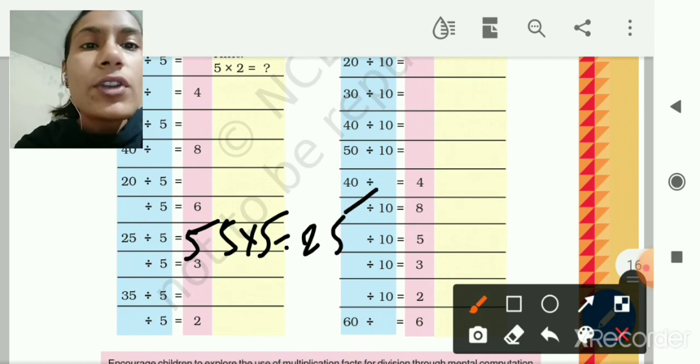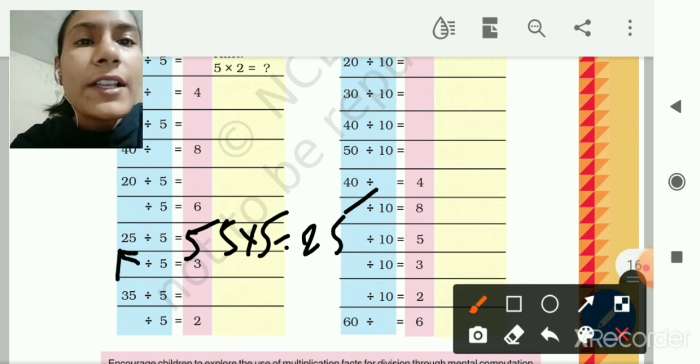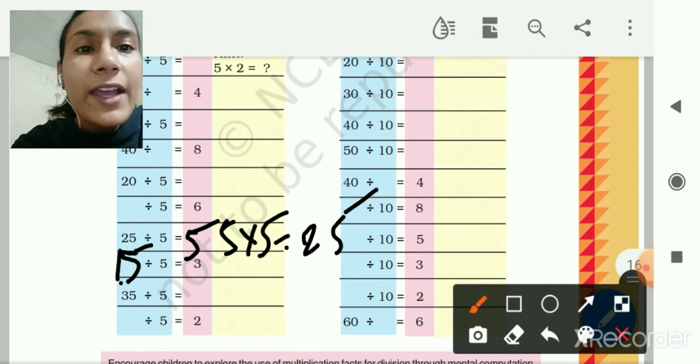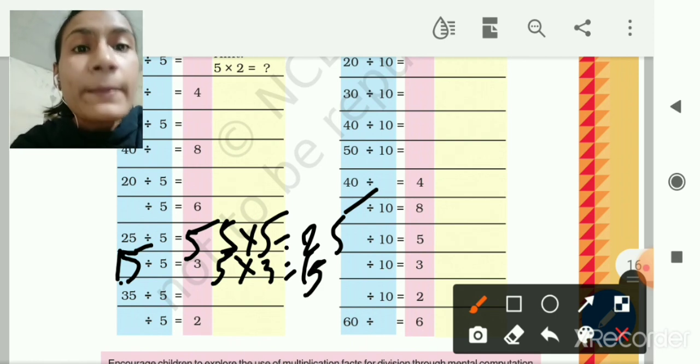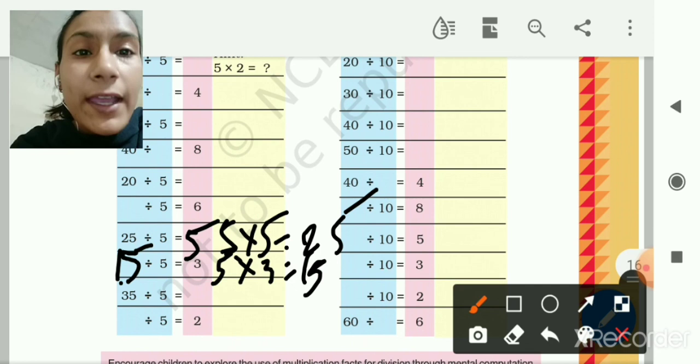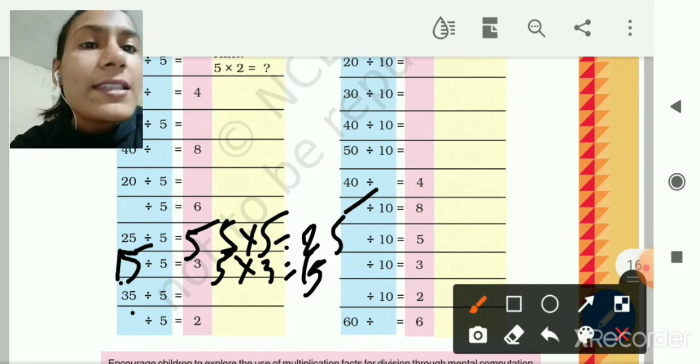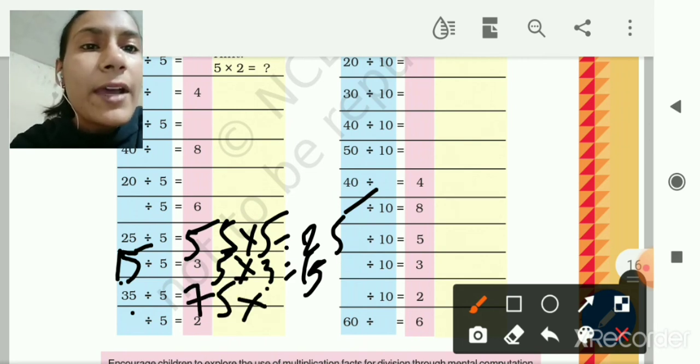Then here dash divided by 5 is equal to 3. So here 15 will come. 15 divided by 5 is equal to 3. 5 plus 5 plus 5 is equal to 15. So 5 3s are 15. You can write here 5 3s are 15. So this one you have to write in your textbook. Okay. Then 35 divided by 5. 7 5s are 35. So 35 divided by 5 is equal to how many? 7. So here 5 multiplied by 7 is equal to 35.